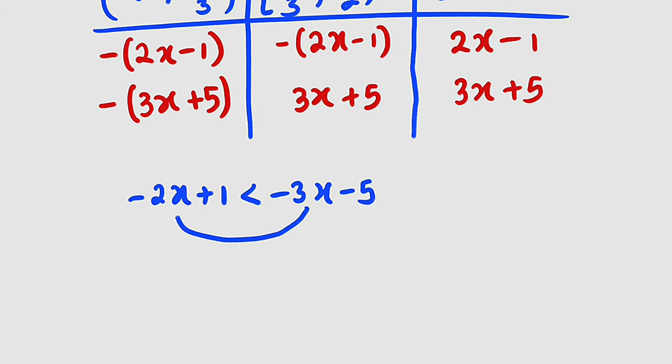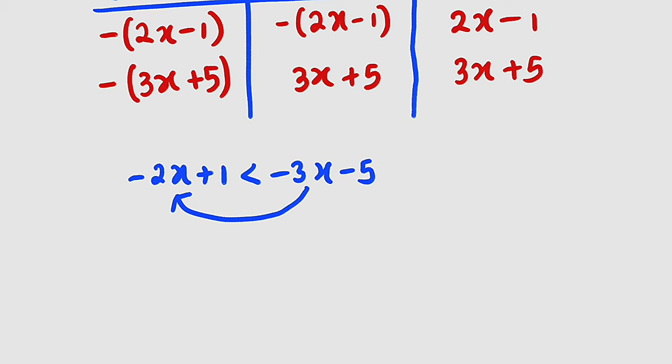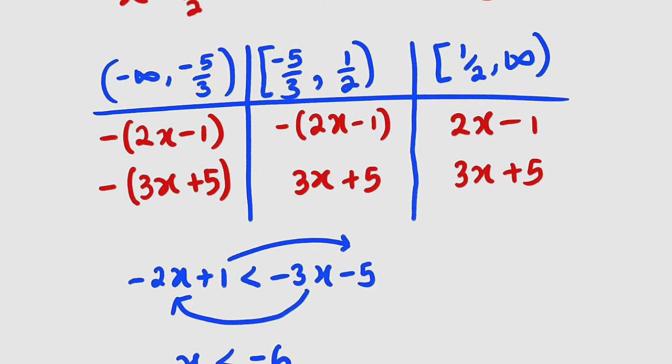Then if you take this one to the other side, it becomes positive 3x minus 2x, that is just x, less than, taking this one to the other side, it becomes negative. Negative 1, negative 5 is negative 6. Then you have to look at this value. Is it within the interval? Yes, negative 6 is within the interval. So we move to the next one.